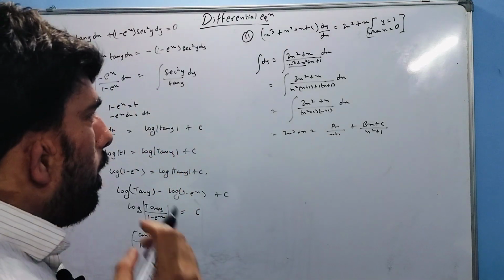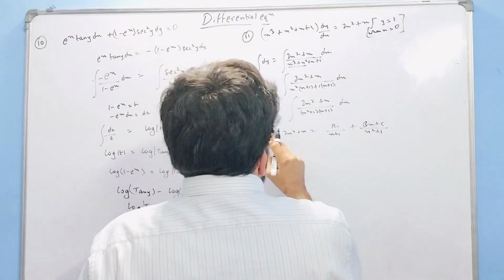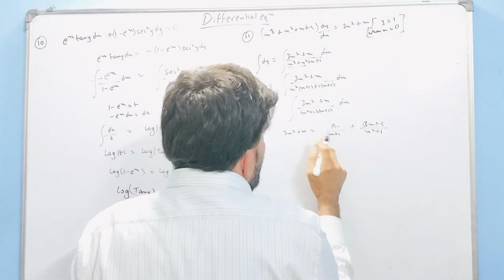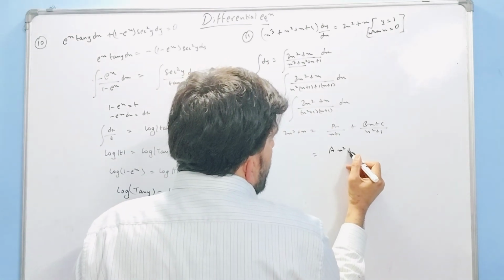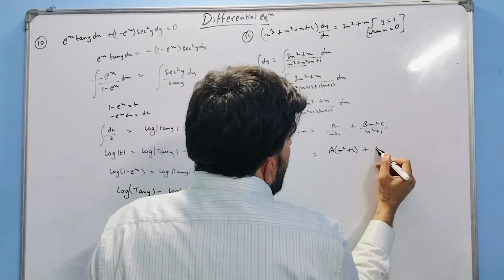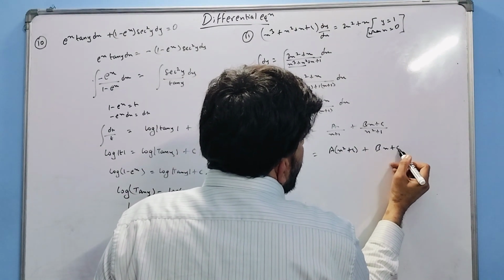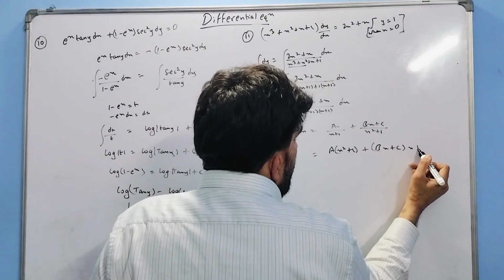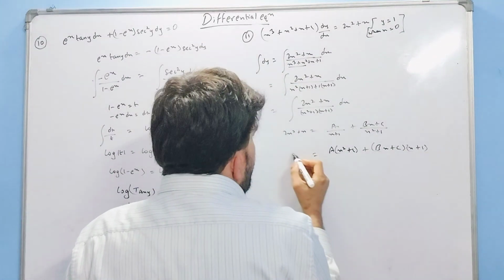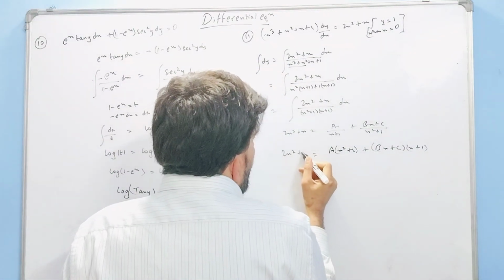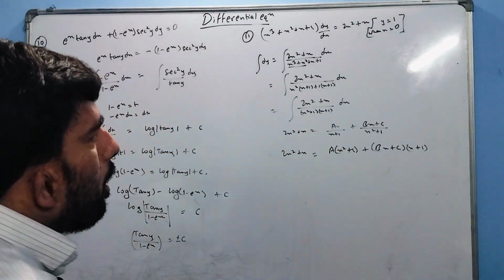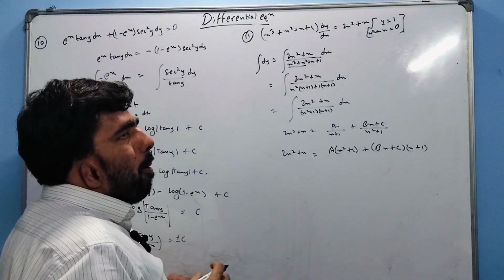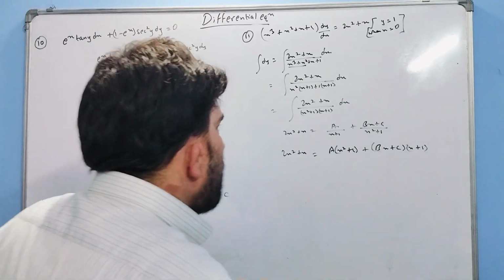Okay, now we'll try to solve this. How can we solve it? We can write the integrand as A over (x plus 1) plus (Bx plus C) over (x square plus 1). So we have 2x square plus x in the numerator. Now we need to compare both sides. Here I am using the method of partial fractions to integrate this.